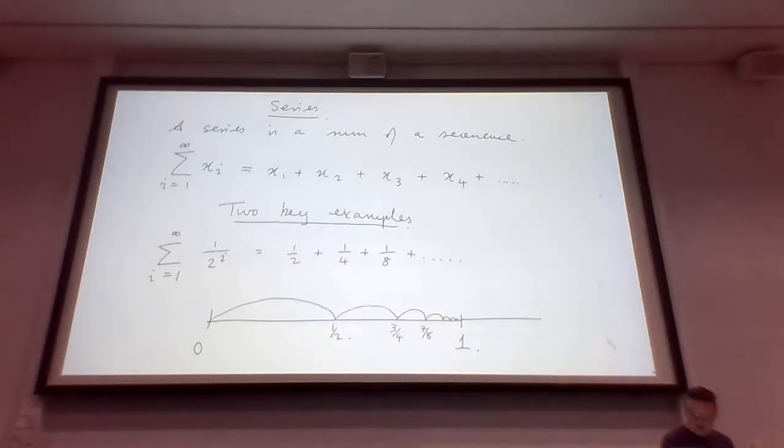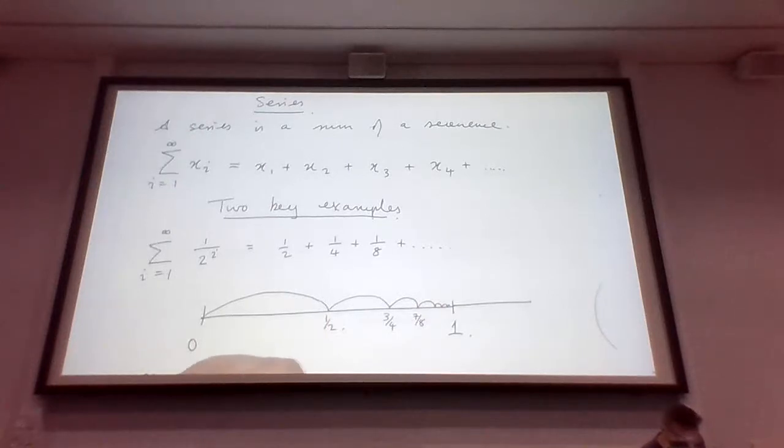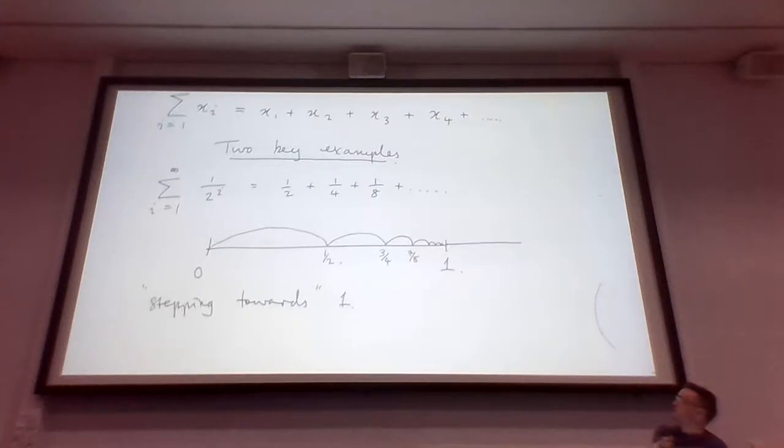But you can also argue fairly well that if you take any point to the left of 1, even a tiny bit to the left of 1, eventually the steps will go past it. So you're going to go past any point to the left of 1, but you're never going to go beyond 1. Therefore, there's really only one sensible value we can attach to the infinite sum, and that's the value of 1 itself. So this is stepping towards 1, stepping towards and getting arbitrarily close to the value of 1.